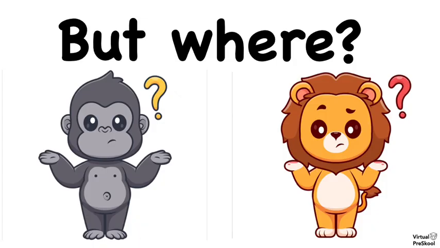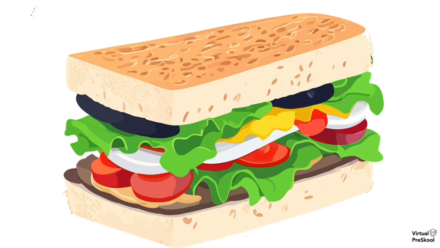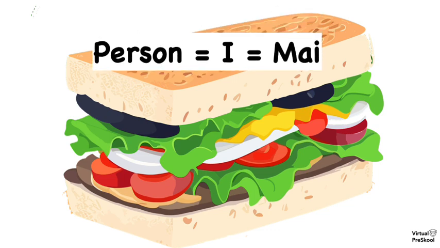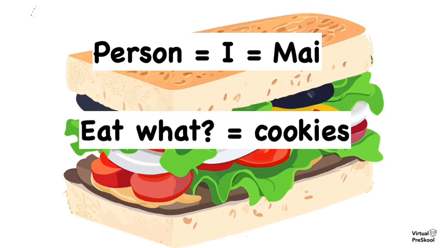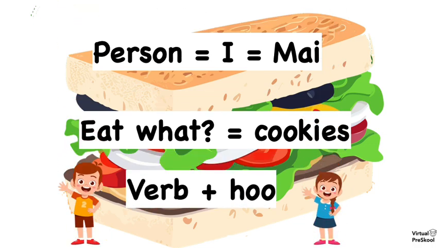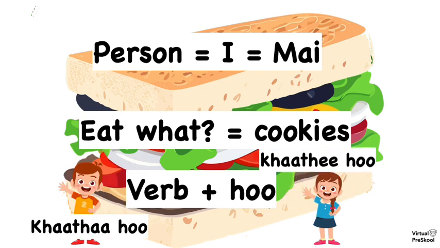But where? Well, you can think of the sentence like a sandwich. The top bread is the person, I, which is मैं. The veggies in the middle are what the person is eating. In this case, cookies. And the bottom bread is the conjugated verb plus whom. And that will change based on whether the person saying the sentence is a boy or a girl. For a boy, it will be खाता हूँ. And for a girl, खाती हूँ.